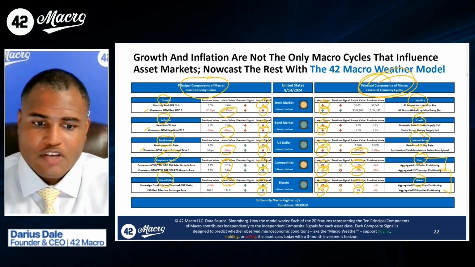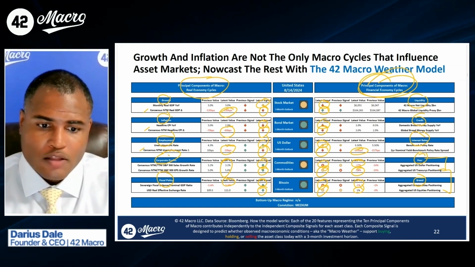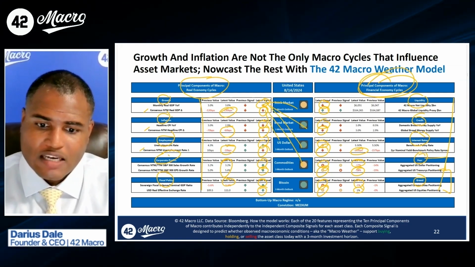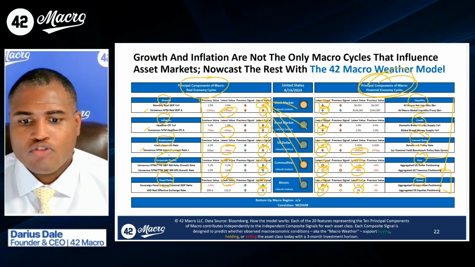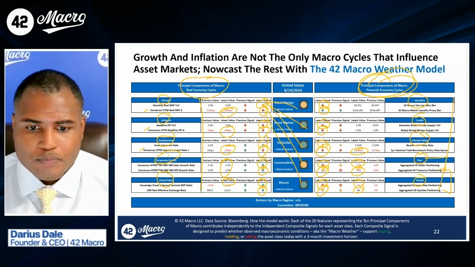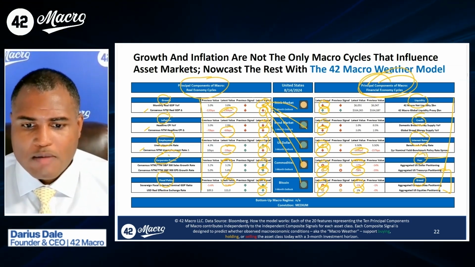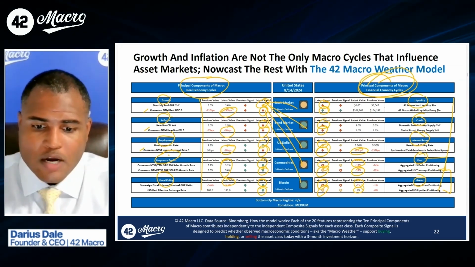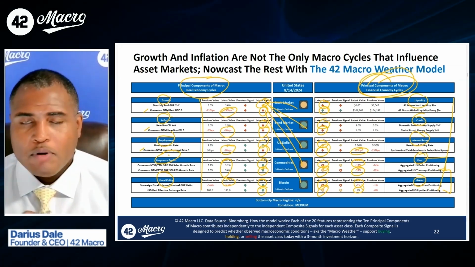So each of these component features, the 20 component features we just highlighted, contributes independently to the rolling 3-month forward return outlook projected for each asset class. So for now, it's got a neutral signal for the stock market, a bullish signal for the bond market, a bullish signal for the US dollar, a neutral signal for commodities, and a bullish signal for Bitcoin.